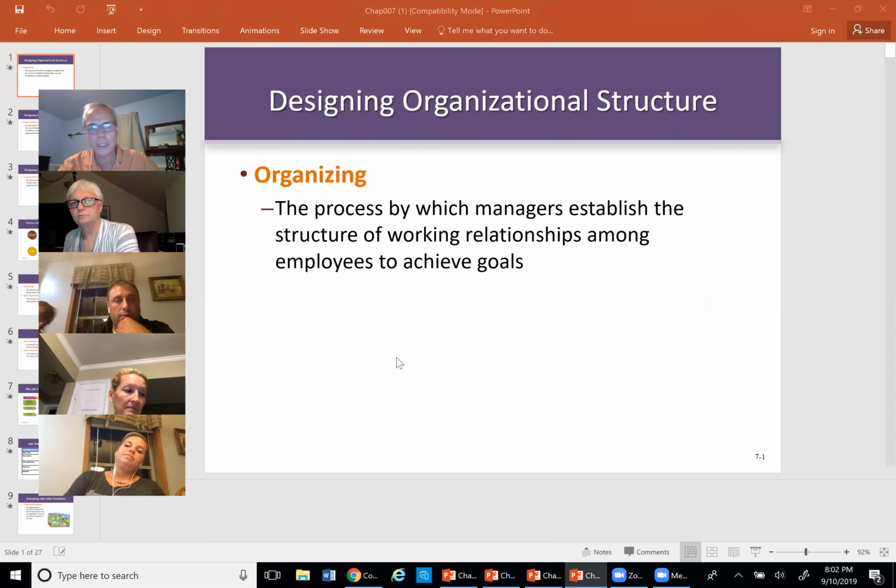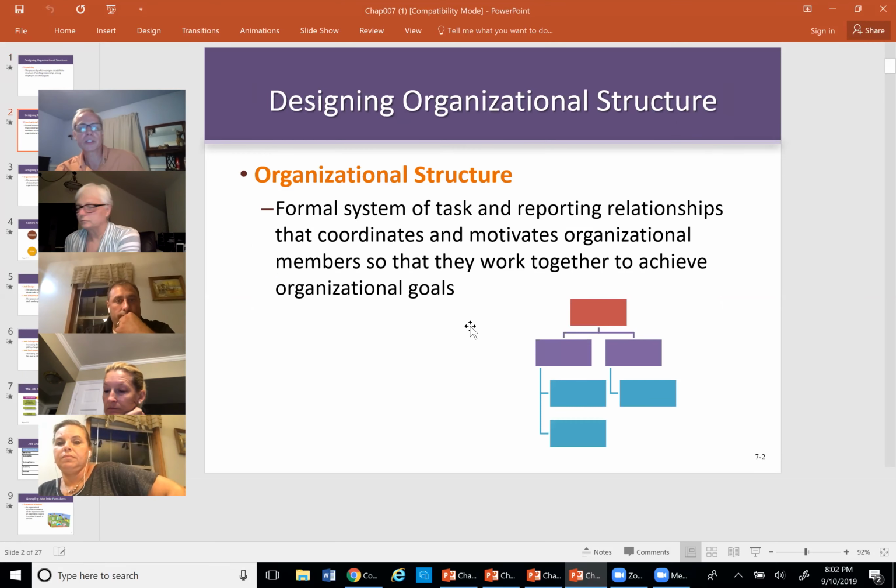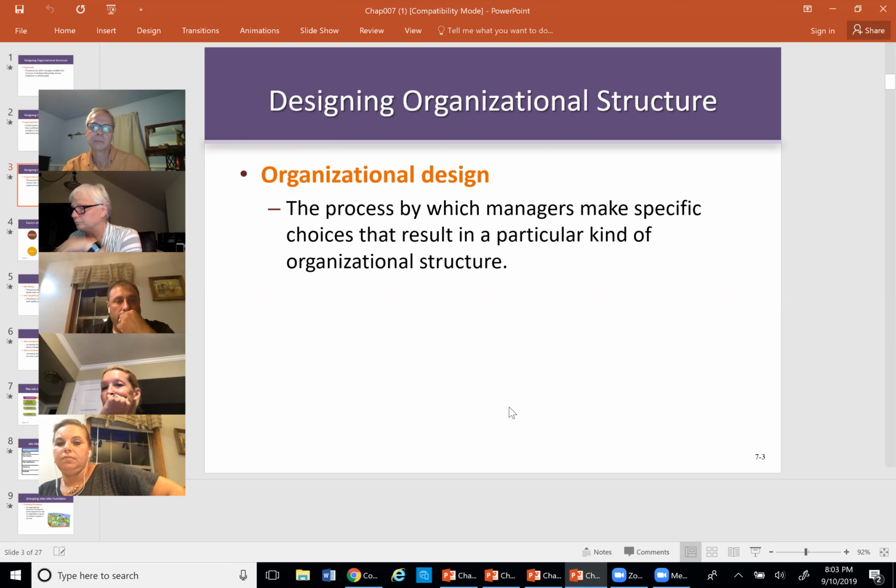So tonight we're going to finish up talking about different organizational designs, and what they're supposed to do for us. By organizational structure, we mean the org chart, the formal system of reporting relationships between people. And organizational design is the process we go through to come up with that.